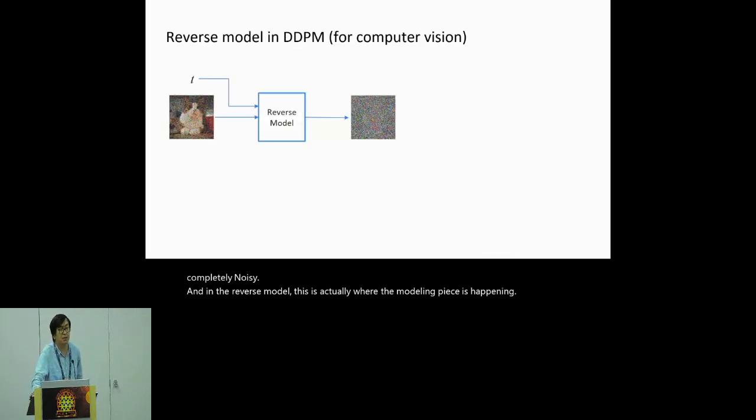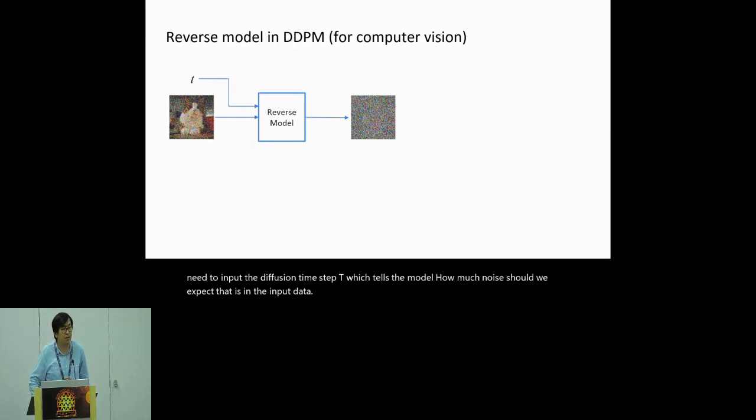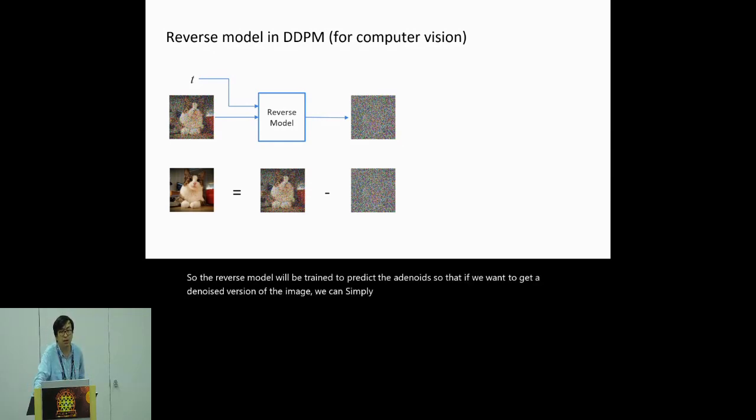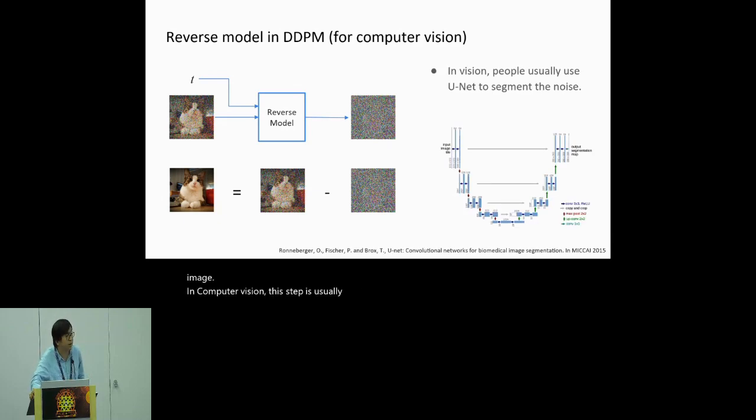The reverse model takes at least two inputs. Of course, we need the noisy image, and at the same time, we need to input the diffusion time step t, which tells the model how much noise we should expect in the input data. The reverse model is trained to predict the added noise, so that if we want a denoised version of the image, we can simply subtract the predicted noise from the input image. In computer vision, this step is usually done by a U-shaped neural net, simply called UNet.